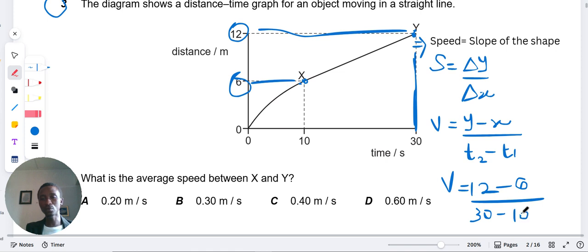Then subtracting those values now, we have 12 minus 6, that gives us 6 divided by 20. And 6 divided by 20, if we do our arithmetic very well, 2 goes here, that remains 3. 2 goes here, that remains 10. So 3 divided by 10, that should be 0.3. Definitely the speed, which is the slope of the shape, is equal to 0.3 meter per second.